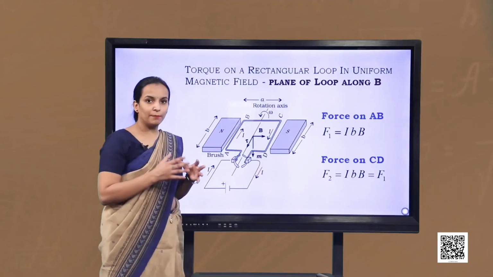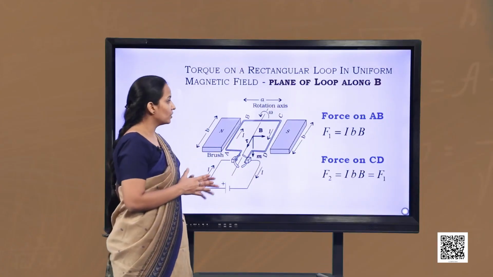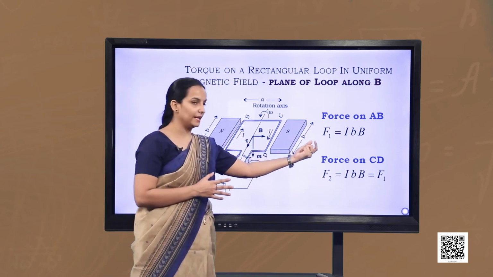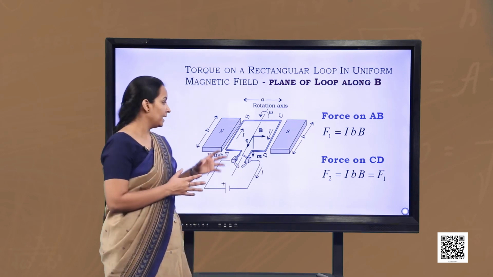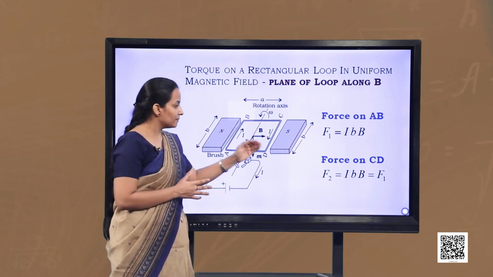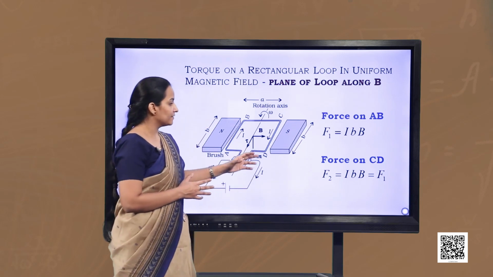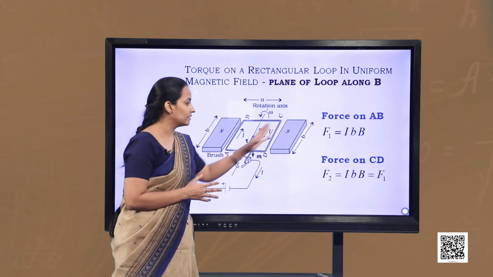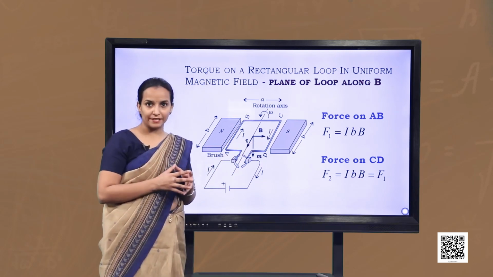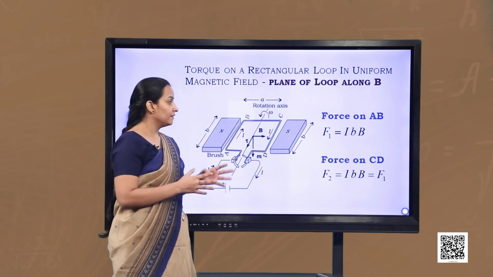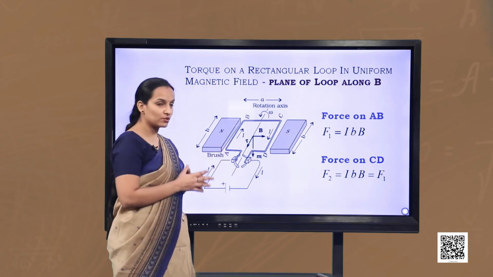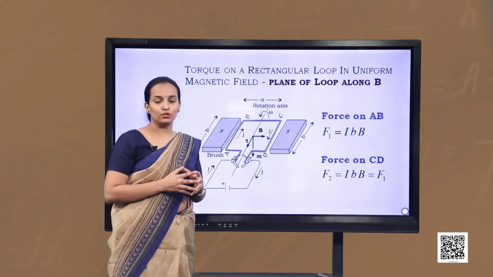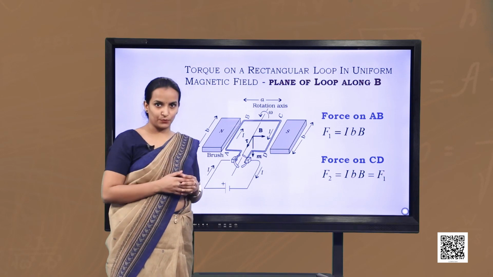Now let's talk about the magnitude of the forces. In case of length AB, F1 is given by current multiplied by the length of the conductor and the magnetic field. Here the length is b. Similarly, F2 is given by I small b multiplied by capital B, because again the length is small b. As we have already discussed, both the forces have opposite directions, but we can also see that they have the same magnitude. Then what will be the net force on the loop? Of course, it is 0.